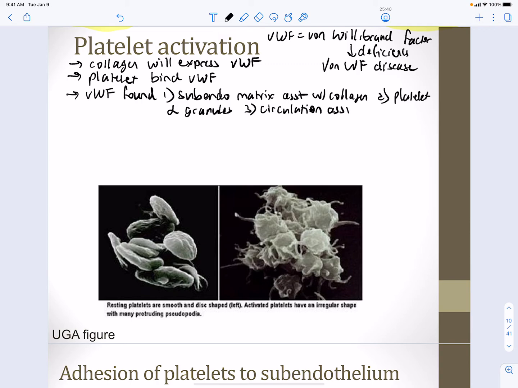It's always in the circulation, and it has to be bound to clotting factor 8. So your von Willebrand factor association with clotting factor 8 is going to stabilize it, and it's actually required for clotting factor 8.